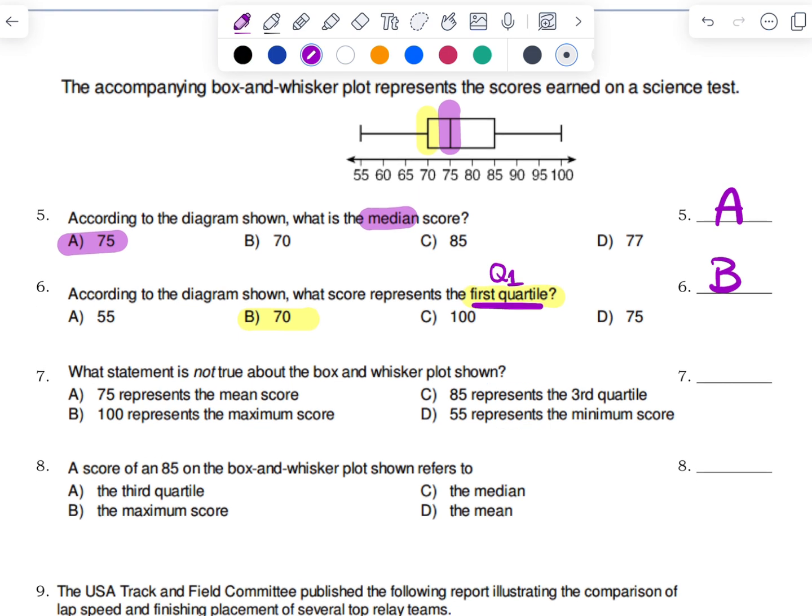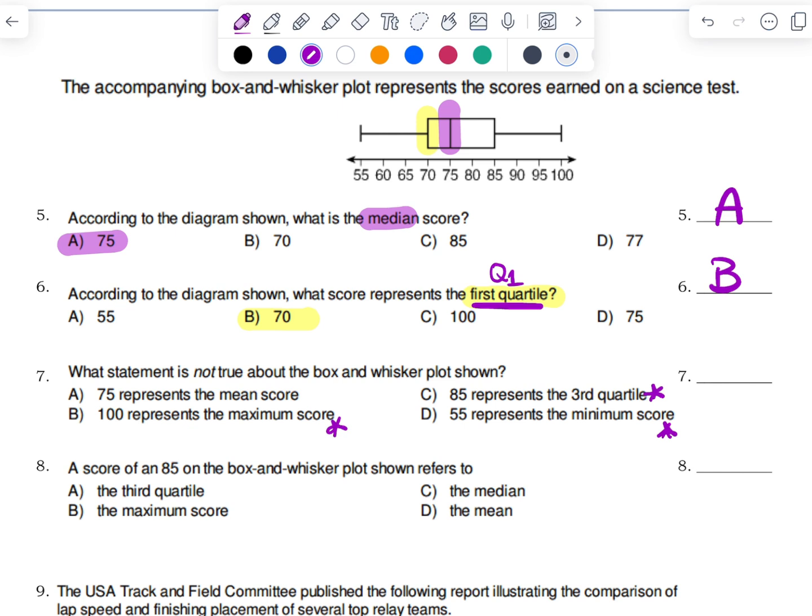Okay, what statement is not true about the box and whisker plot shown? Okay, so basically this question is asking you to analyze the information in the box and whisker plot and also demonstrate that you know what information is in the box and whisker plot. So the Q3 value, that one's correct. 55 being the minimum, that's correct. 100 representing the max, yep, that's correct.